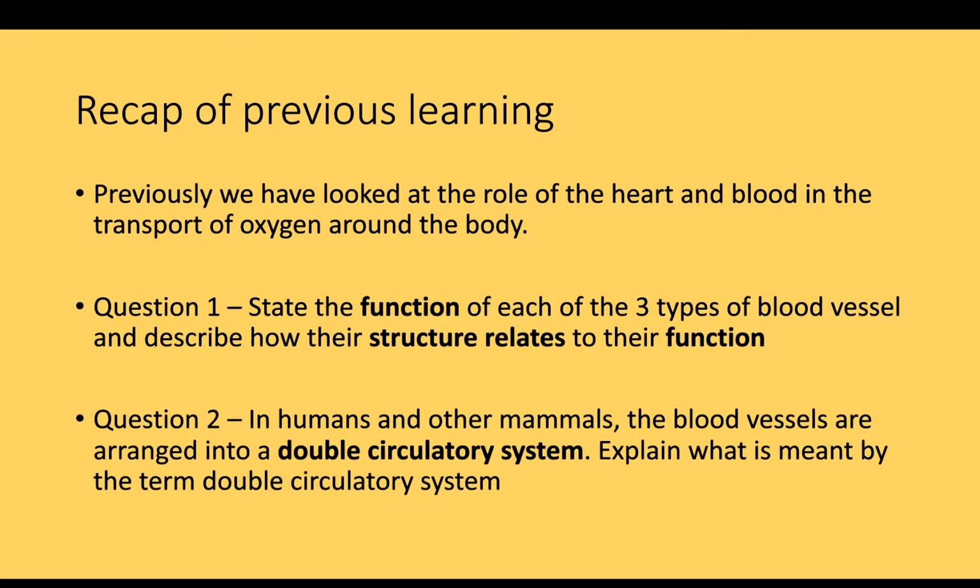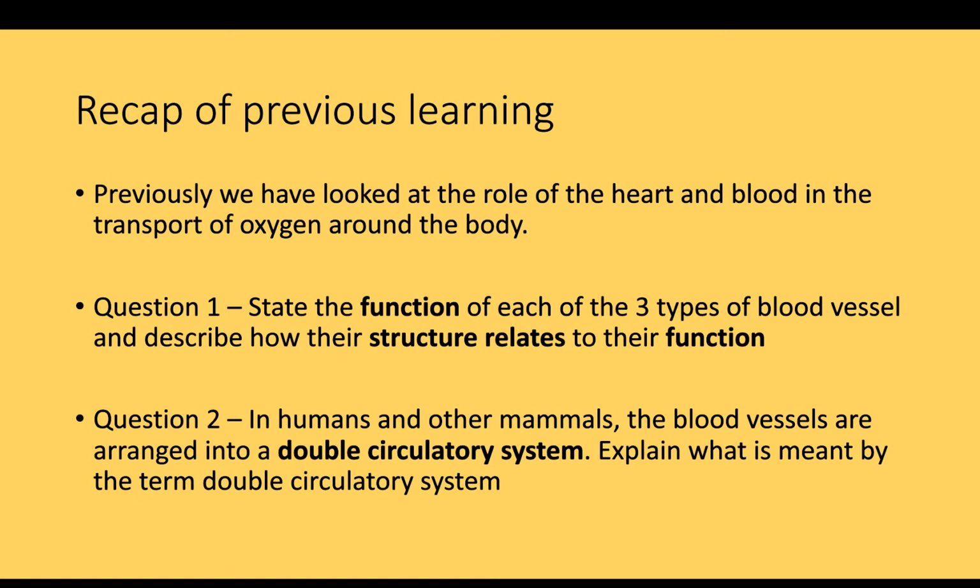Okay, so first of all, a recap. Now we know that previously we've looked at the role of the heart and blood in the transport of oxygen around the body. So what I'd like you to do in a moment is have a go at these two questions. Question 1. State the function of each of the three types of blood vessel and describe how their structure relates to their function. And question 2.